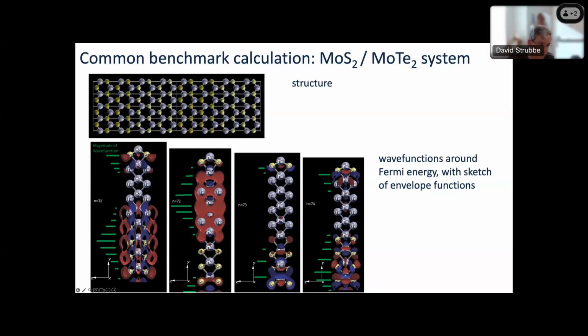State number 71 in the valence band is localized in the MoS2 region, and there's not much in MoTe2. Number 72 is the reverse. 73 again is in the MoS2 region, and 74 is also in the MoS2 region. So you can see how we can identify the confinement in this way.